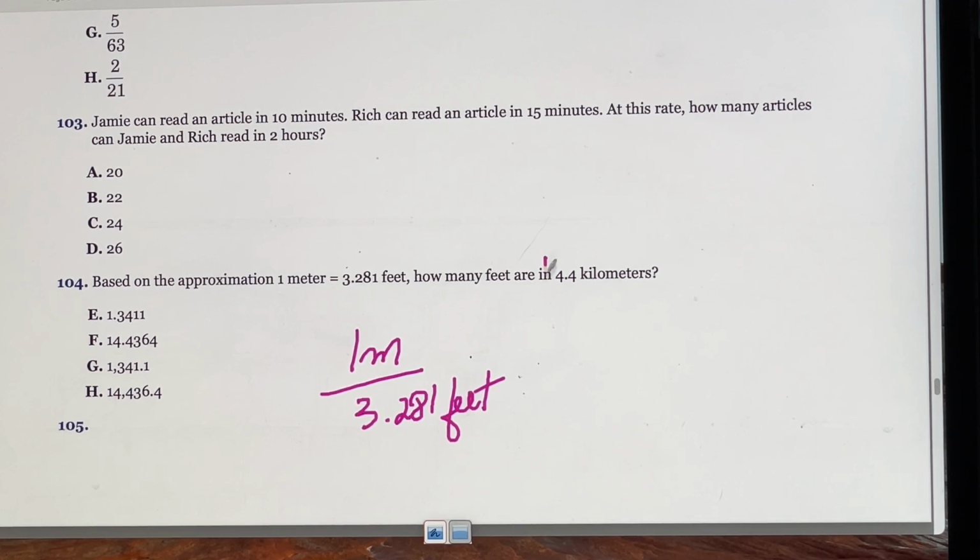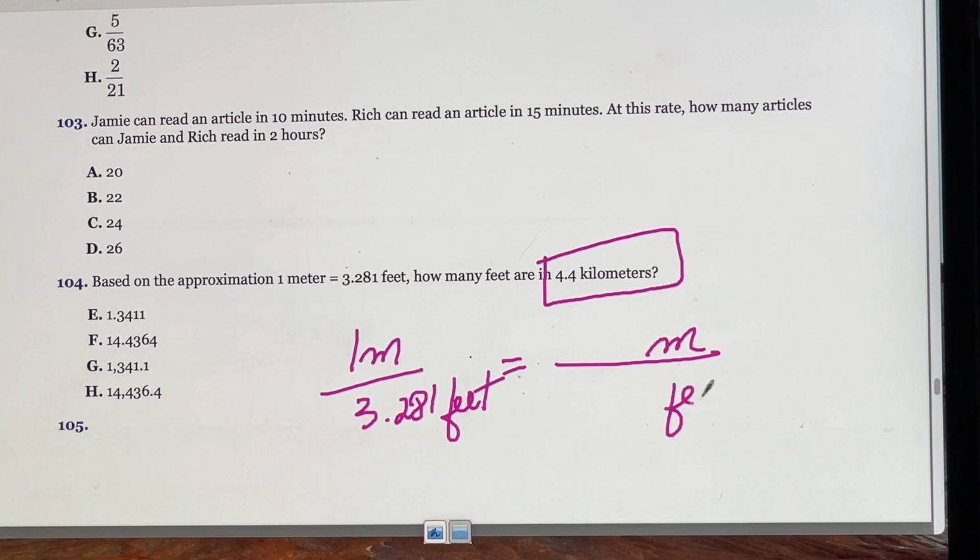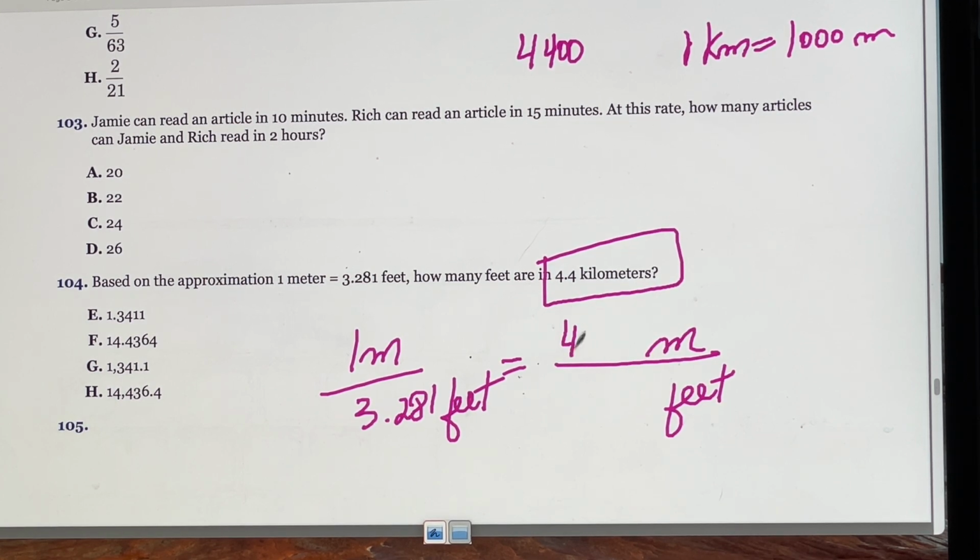So we can change the 4.4 kilometers. Let me continue my proportion here and write meters over here and feet. The problem is, I can't put 4.4 over here because it's not in meters, it's in kilometers. So 4.4 kilometers is the same thing as 4,400 meters, right? Remember, 1 kilometer is 1,000 meters. So 4.4 kilometers would give us 4,400 meters. Now I can put that information here, after I change it to meters.